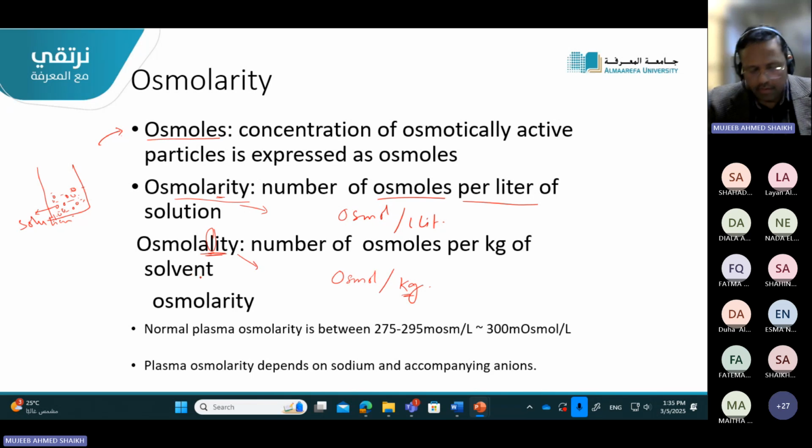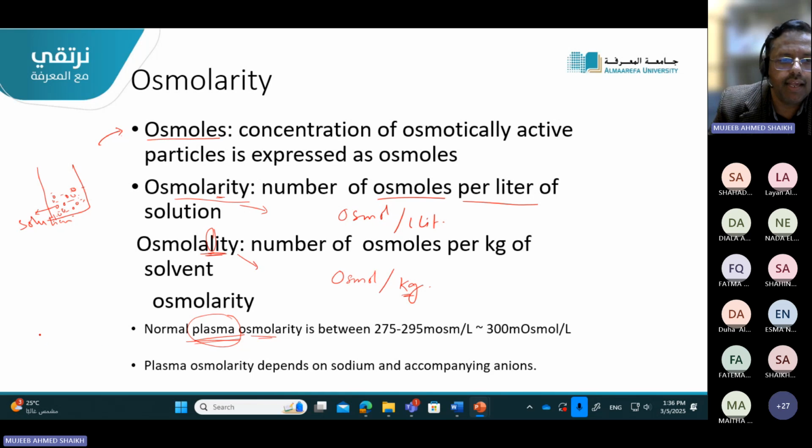Our body has various liquids. One of them is plasma. The liquid flowing in the arteries and veins is blood, and blood contains cells as well as the liquid part, which is called plasma. So what is the plasma osmolarity?